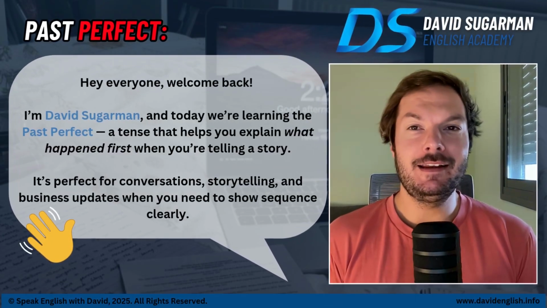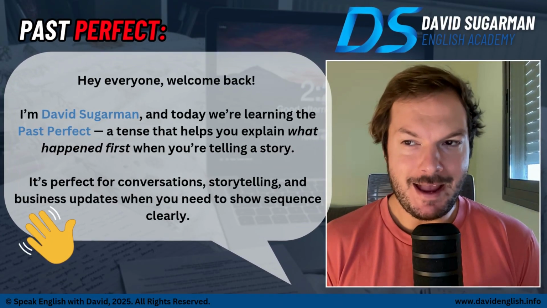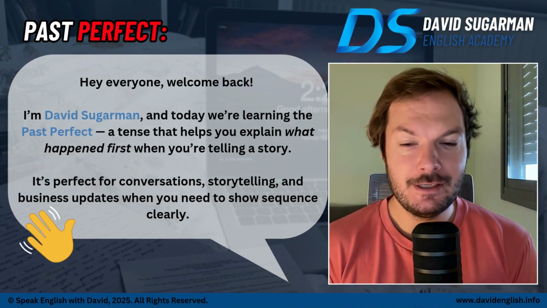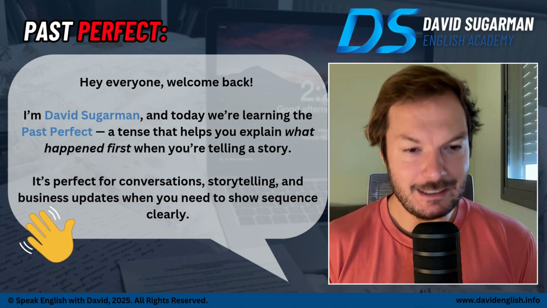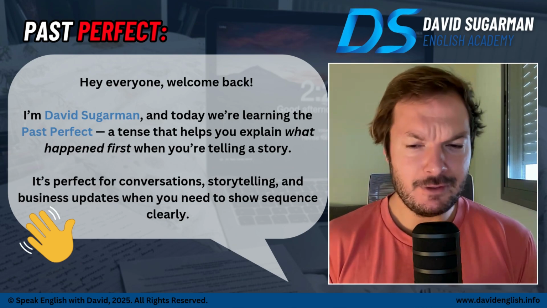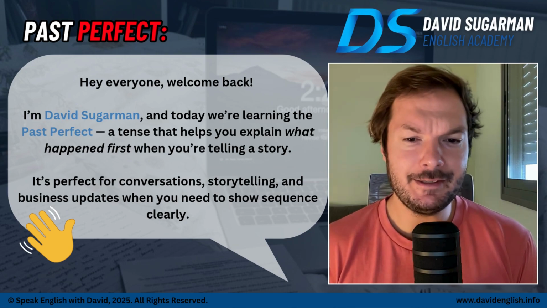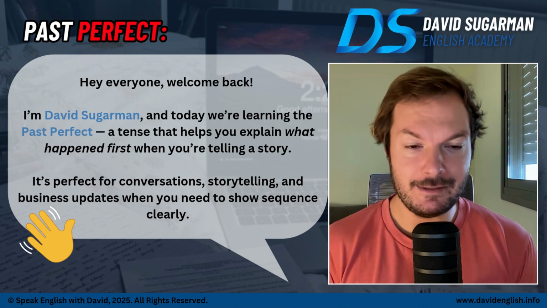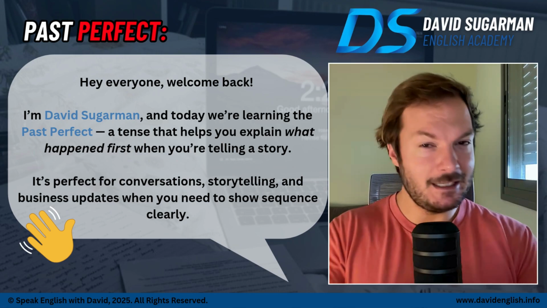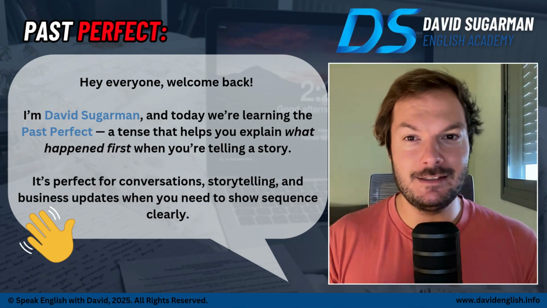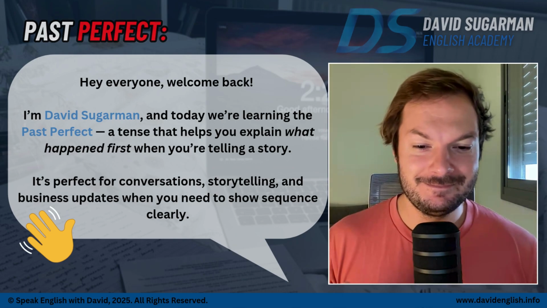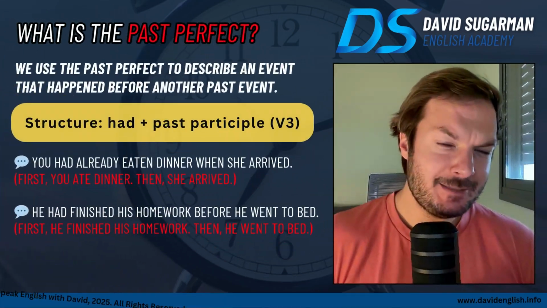I'm David Sugarman, and today we're learning the past perfect, a tense that helps you explain what happened first when you're telling a story. It's perfect for conversations, storytelling, and business updates when you need to show sequence clearly. And I have to say, it's probably one of my favorite tenses out there, even though a lot of people are afraid of it. So, what is the past perfect?